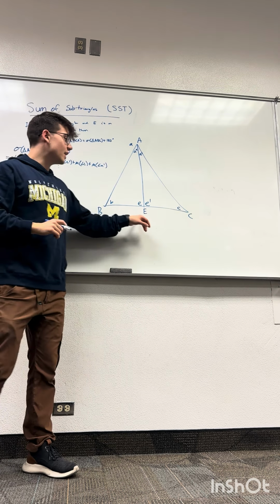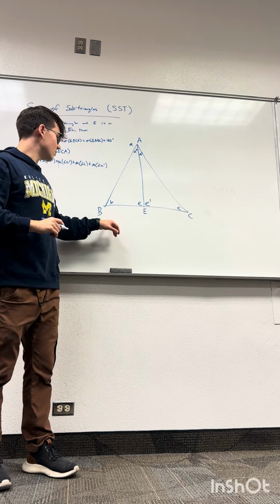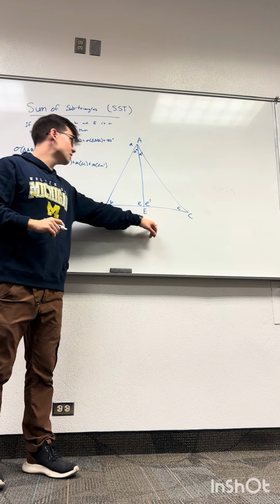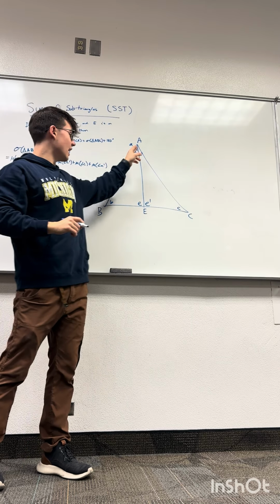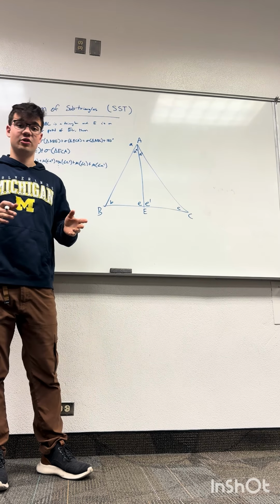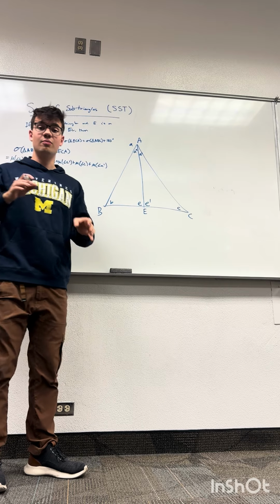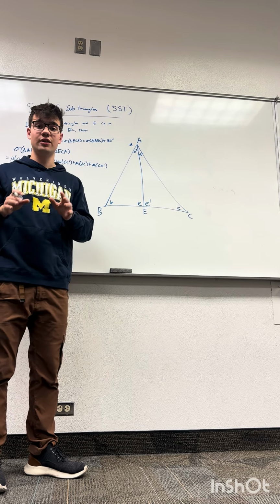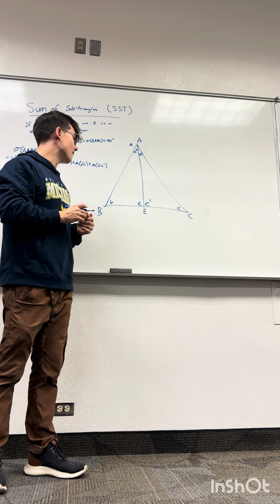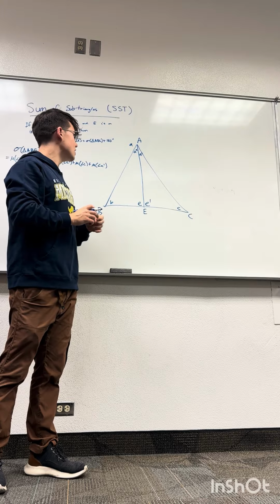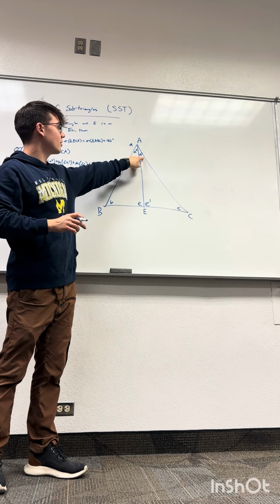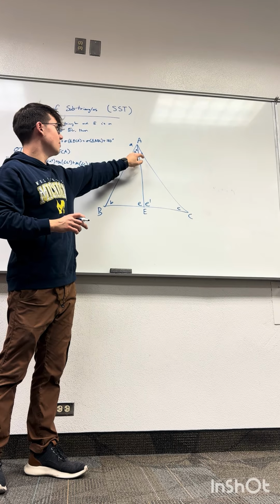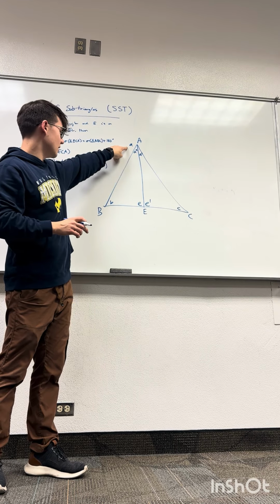Now, we know that E lies between B and C, and that the ray AE lies between ray AB and AC because of the consistency of betweenness. Because of that, we can use the angle addition postulate, and we know that A prime plus A double prime is equal to A.